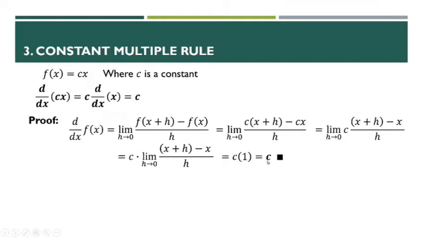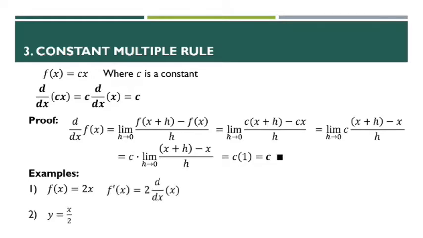So, therefore, the derivative of a constant multiple where function of x is equal to cx ay equal lang sa constant multiple c. Example, number 1, f of x is equal to 2x, and number 2, y is equal to x over 2. So, sa number 1, following the differentiation rule, f prime of x is equal to, so i-put up natin yung 2, kopyahin na natin constant multiple, and perform the differentiation ng variable x. So we have 2 times derivative of x is equal to 1, so 2 times 1, which is equal to 2.